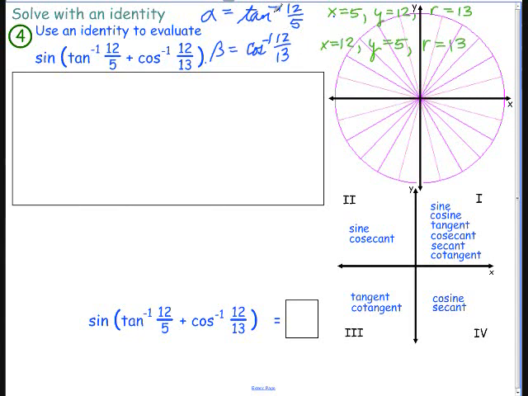So what I do know about these is that they are complementary. When I add arctan 12/5 and arc cosine 12/13, I'm going to have 90 degrees. So I'm looking for the sine of 90 degrees. Well, I happen to know what the sine of 90 degrees is. So what I expect this to be is 1. That's what I expect. Let's see what happens.